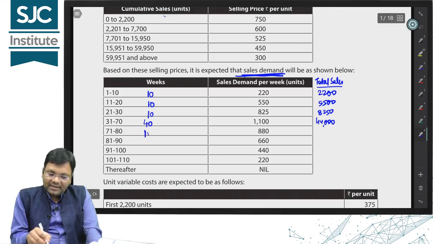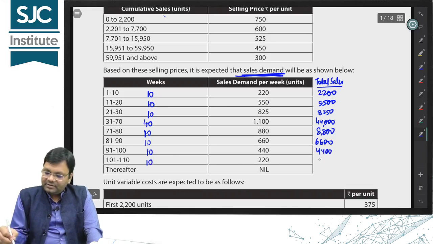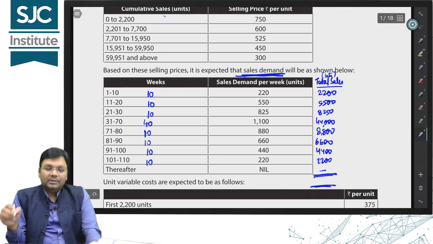Then another 10 weeks it is 8800. Then another 10 weeks it is 6600. Another 10 weeks it is 4400. Another 10 weeks it is 2200. So nil. That means these are our total demand. This much we are going to sell.